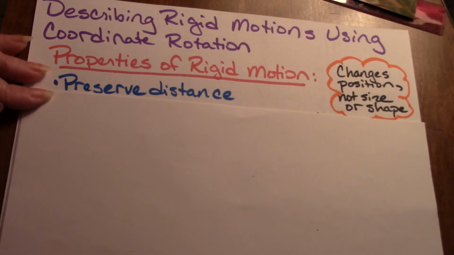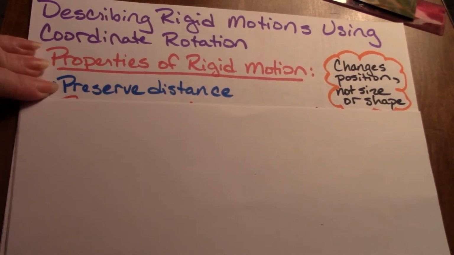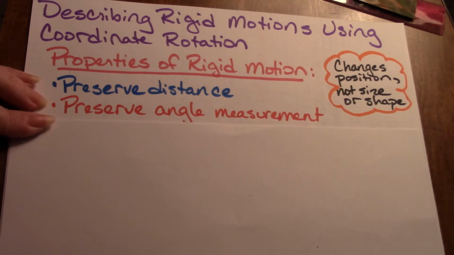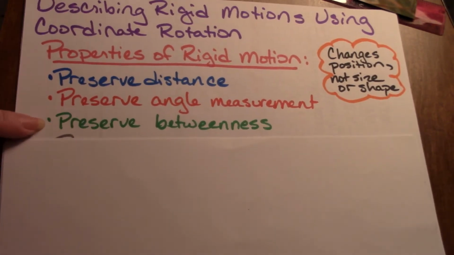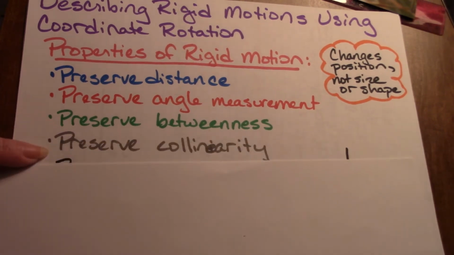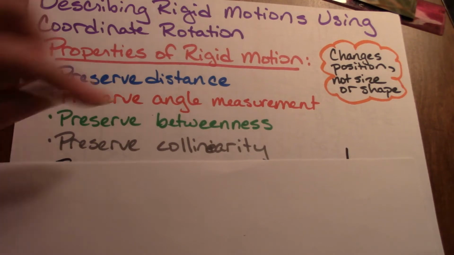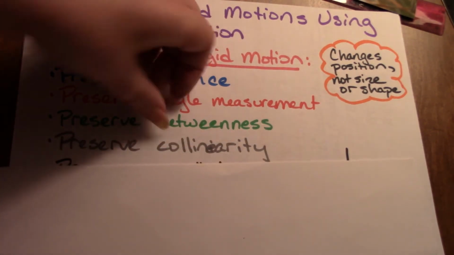So the properties of rigid motion mean it preserves the distance between all the points. It preserves the angle measurement. It preserves the betweenness, which is a word I hate. It preserves collinearity, so anything that was in a row before is still in a row.